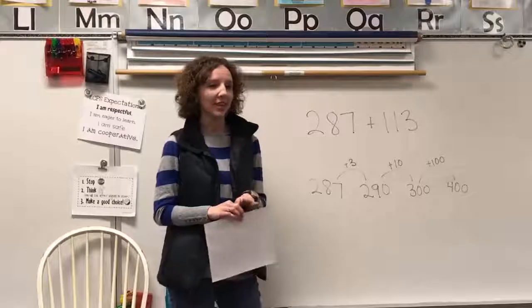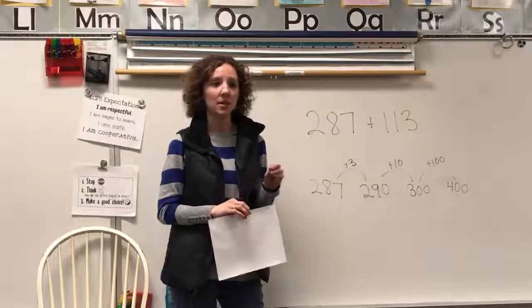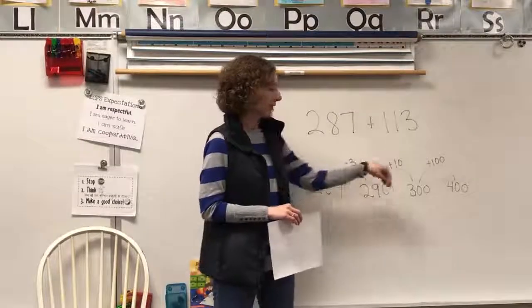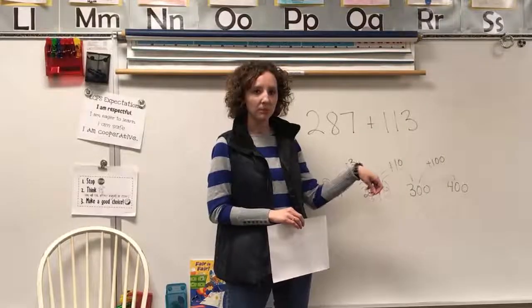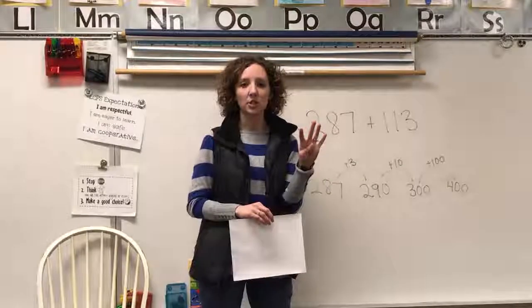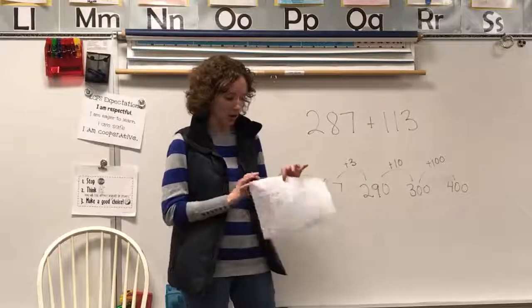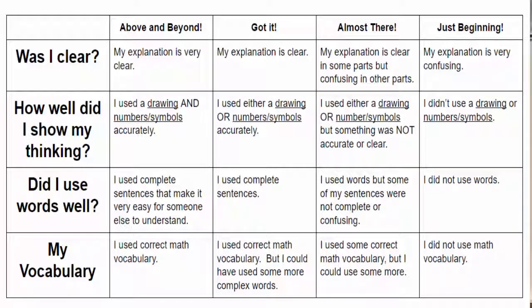Today we're going to look at how to make our explanations better. You're going to look at the way this person solved the problem and look at your 4 explanations. You're going to use the rubric that we talked about to decide which one is just beginning, which one is almost there, which one has it, and which one went above and beyond by deciding if their explanation was clear, that showed their thinking, they used words well, and if they used math vocabulary.